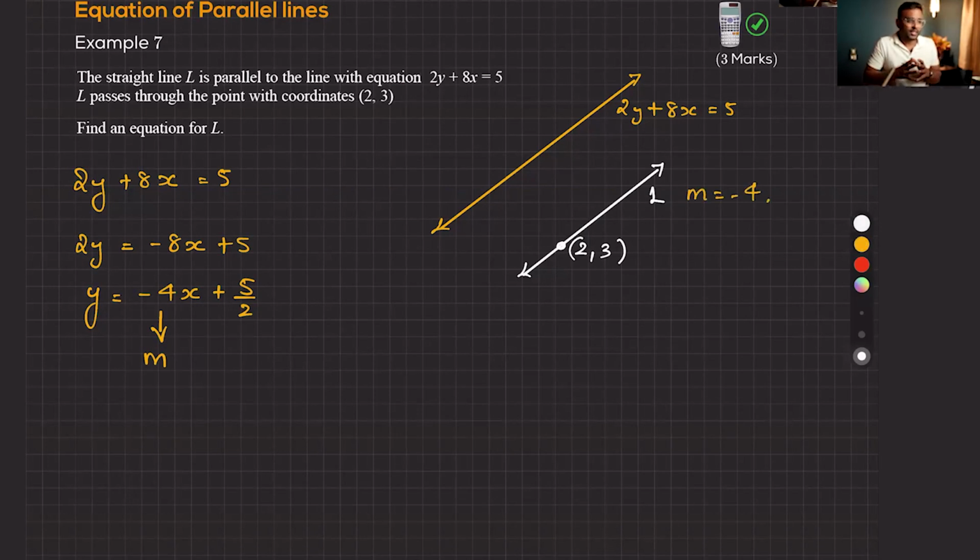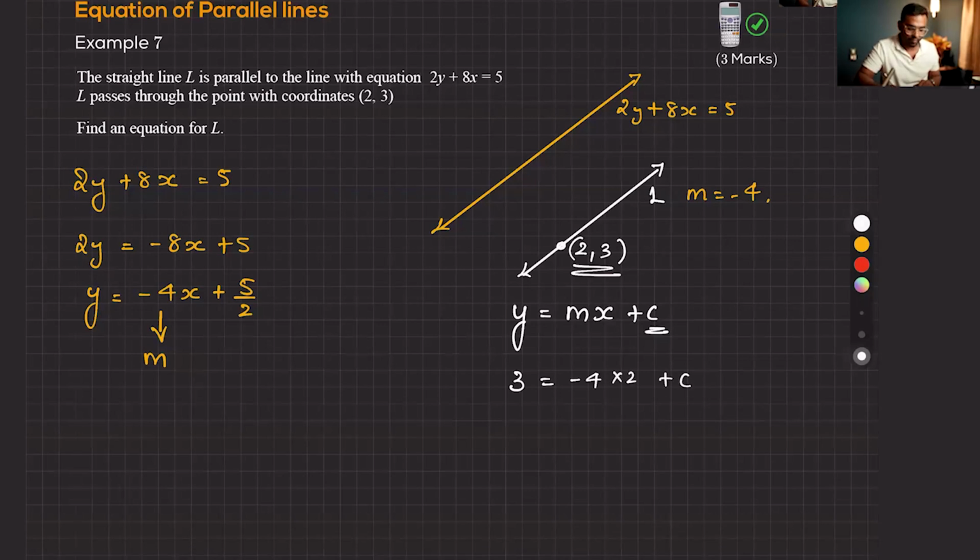So what is the general equation of L? That would be in the form y equals mx plus c. And we are given that point, (2, 3), in order to find c, the y-axis intercept of the line. So we will do 3 equals minus 4 times 2 plus c, and that would be 3 equals minus 8 plus c. The value of c is 11, and the equation is y equals minus 4x plus 11. Would you all agree? Did you guys understand it?